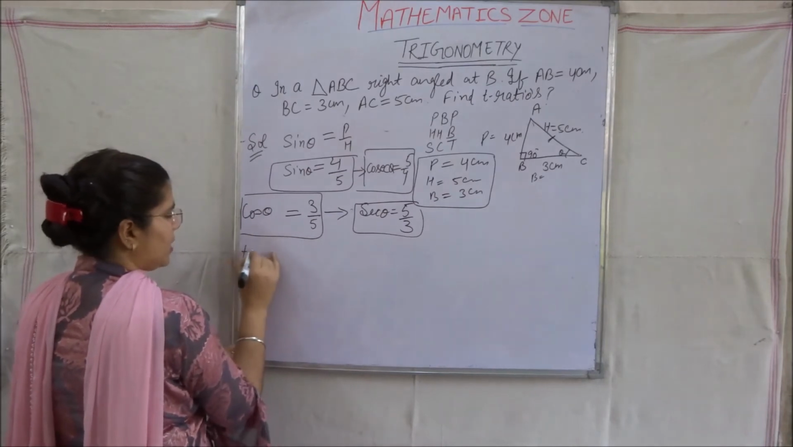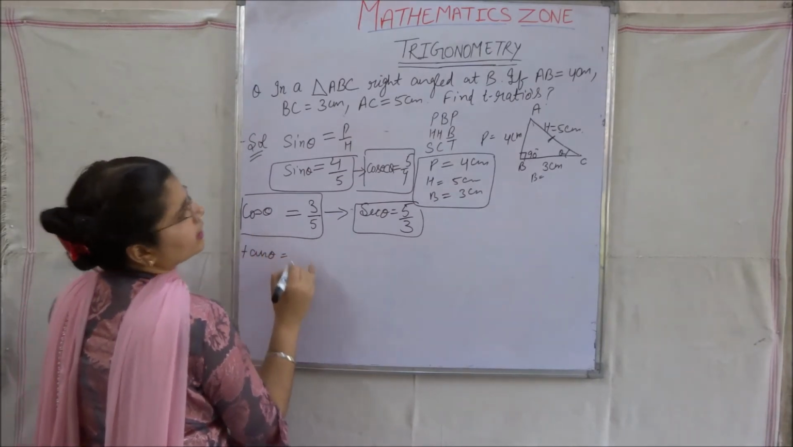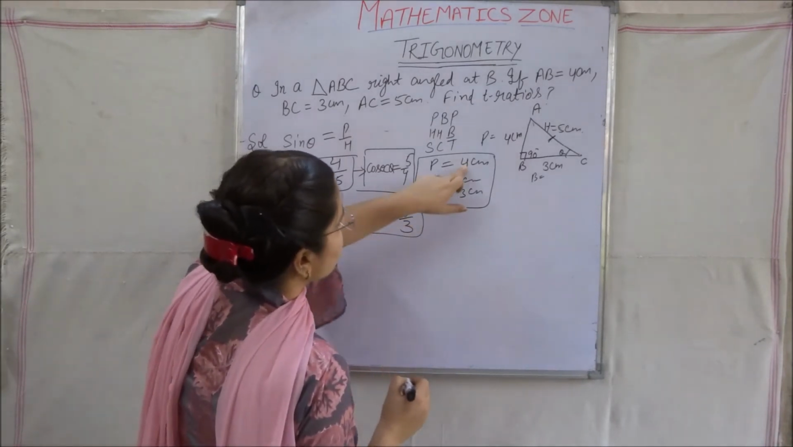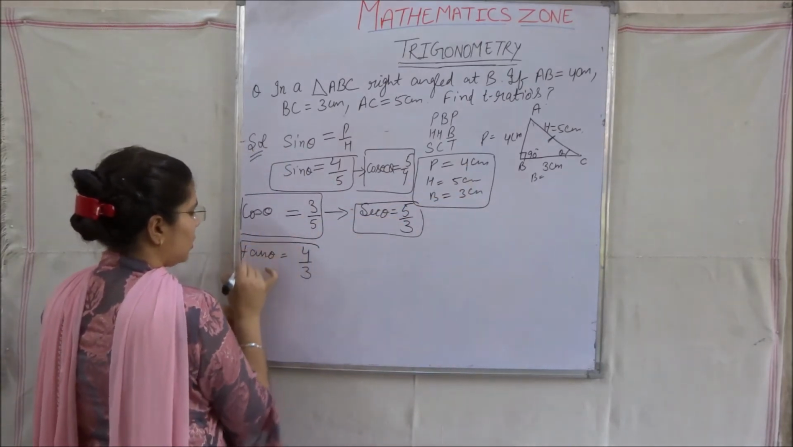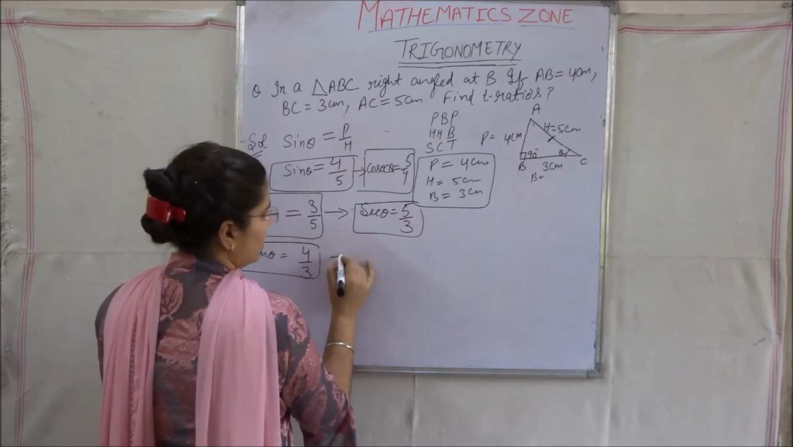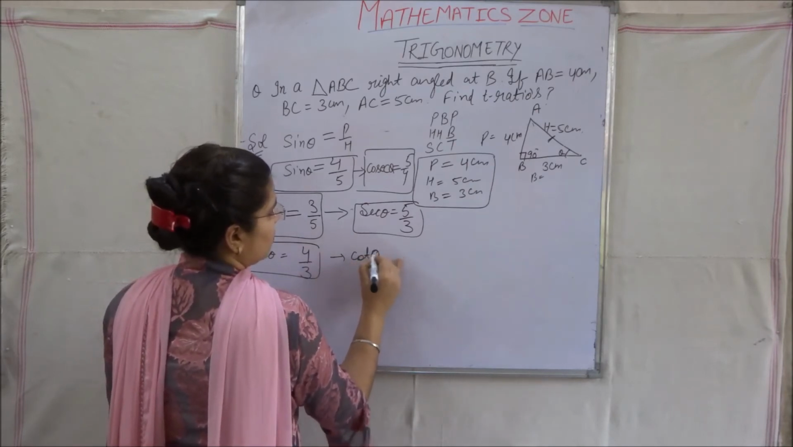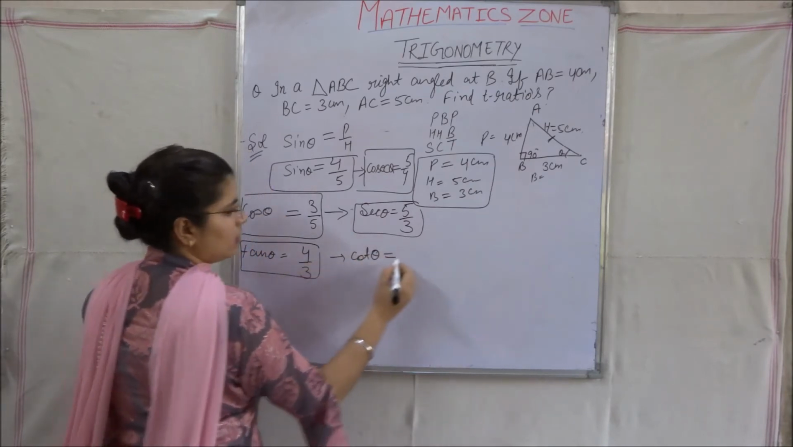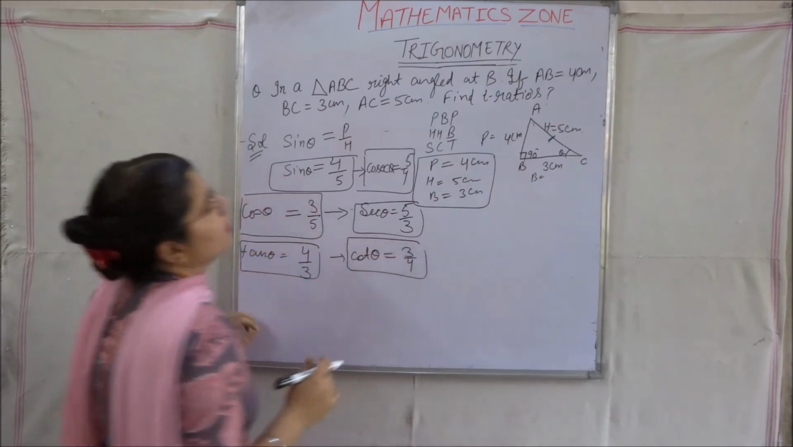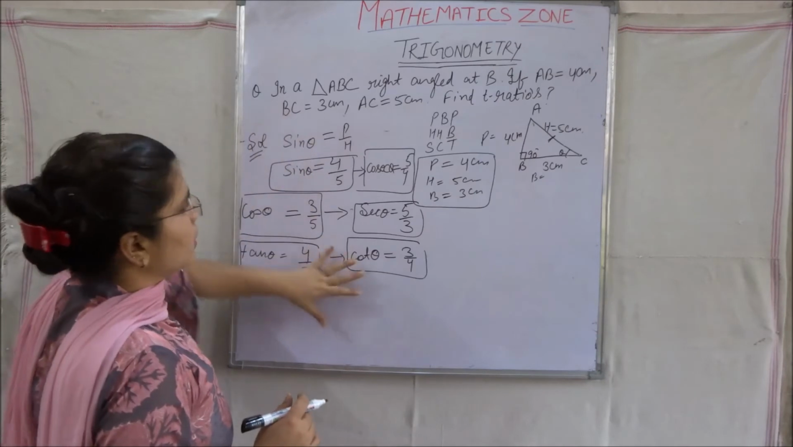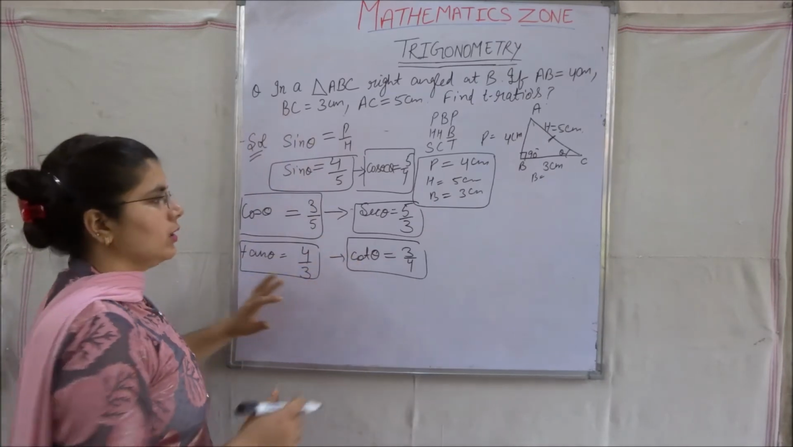Now tan theta. Tan theta is P upon B, that means 4 upon 3. Now cot theta is the reciprocal of tan theta. So cot theta will be simply 3 upon 4. So in this way we explain all the T ratios in a very easy manner.